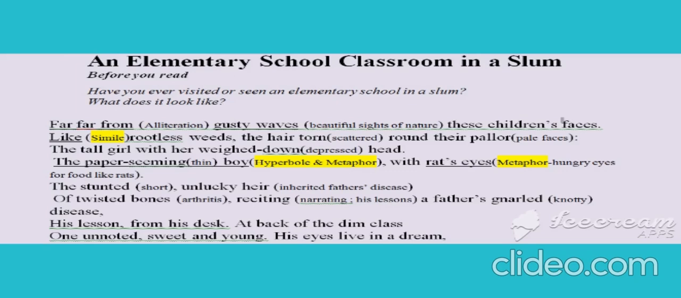The hair torn round their pallor, the tall girl with her weighed down head, paper seeming boy. So boy cannot be like a paper so thin, so it is a hyperbole, and it is a comparison also, so it is metaphor. With red size again is metaphor here. The stunted unlucky hair of twisted bones, reciting a father's gnarled disease, his lesson from his desk at back of the dim class, one unnoted, sweet and young. His eyes live in a dream.